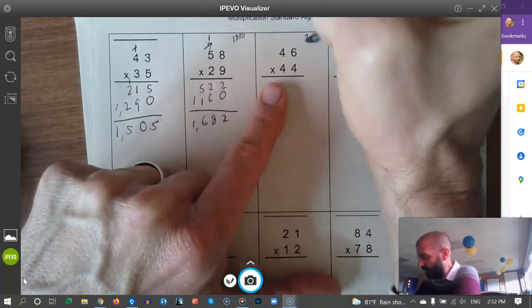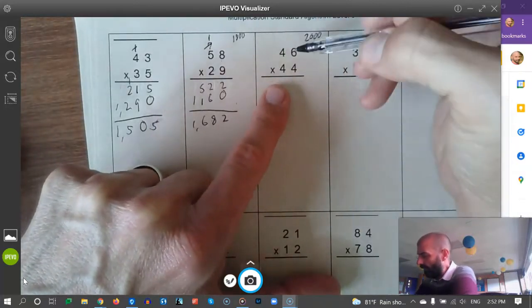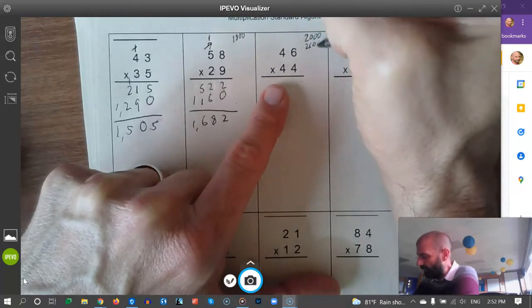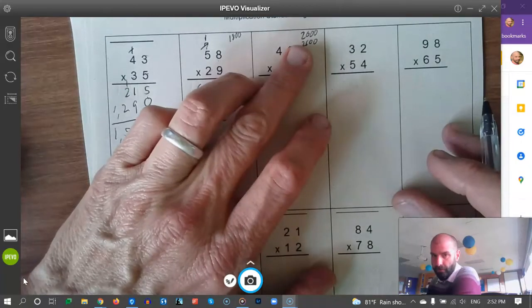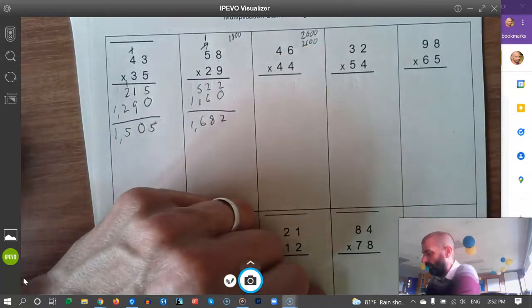Here, so what about 50 times 40? Was that 2,000? And then 50 times 50 is 2,500. So my answer should be somewhere around there. Probably in the middle there. Probably about 2,224, something like that.